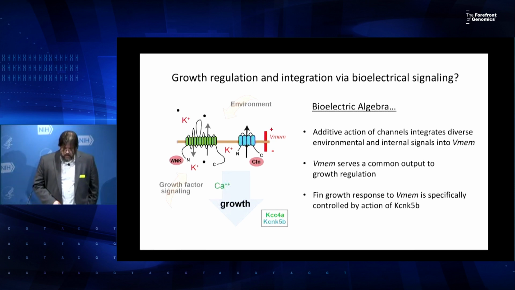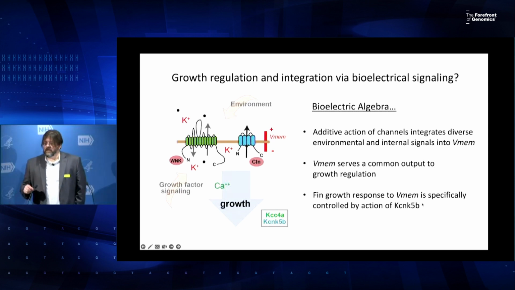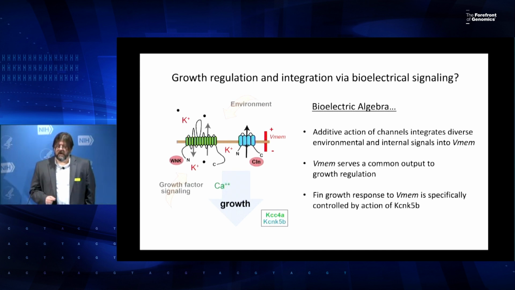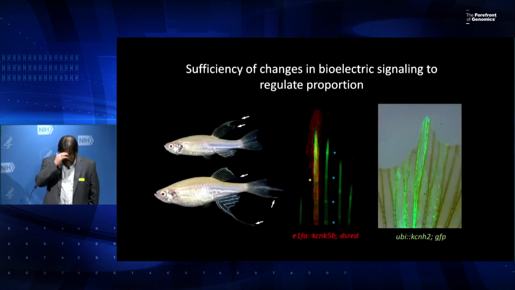And finally, we know that fin growth response to this Vmem is specifically controlled by kcnk5, for which we have loss of function mutants, and you fail to get induction of these particular bioelectric signals. And this is what they kind of look like. We know that the channels are sufficient to cause overgrowth. We can make clones in zebrafish, and you get localized overgrowth.